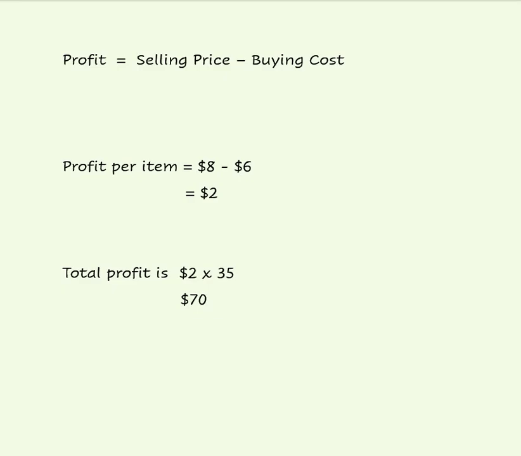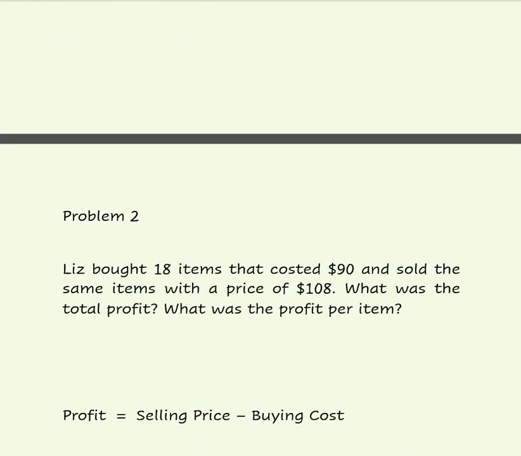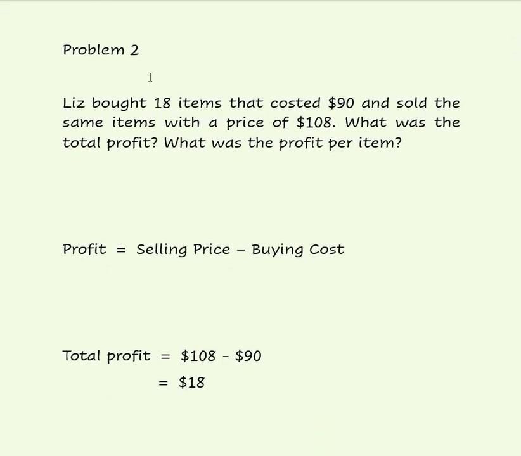Let us move to the next problem, which is problem number 2. Problem number 2. Liz bought 18 items that cost $90 and sold the same items at a price of $108. What was the total profit and what was the profit per item?